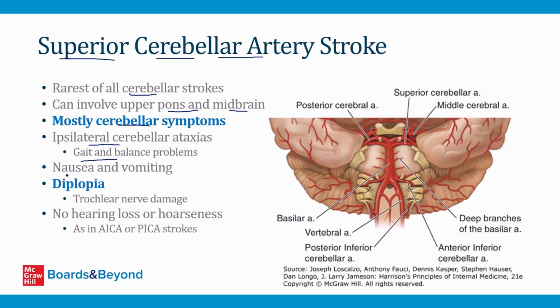Other cerebellar symptoms you can get are nausea and vomiting. This goes with many forms of cerebellar ischemia. You can also sometimes see diplopia, and that's because the trochlear nerve is found in the brainstem in the regions affected by this blood vessel. Now, as we'll see in a minute, when you see clinical symptoms of cerebellar ischemia, it will make you think of strokes involving the anterior inferior cerebellar artery or the posterior inferior cerebellar artery.